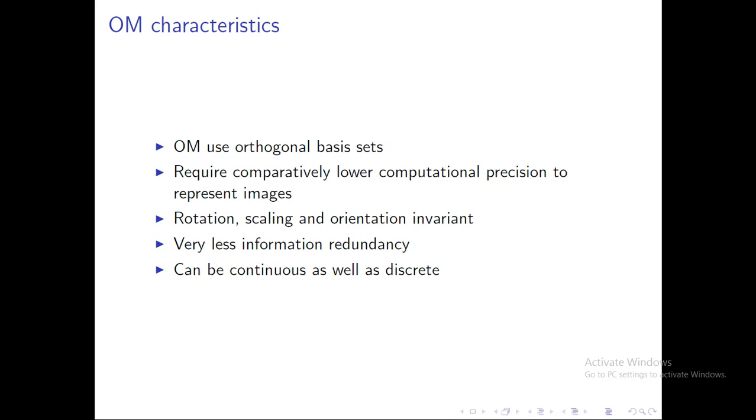Orthogonal means statistically independent or mutually perpendicular. These are the important characteristics of the orthogonal moments. The kernel function of the orthogonal moments is derived from the orthogonal basis set. They require less computational precision to represent images compared to other methods of image representation. They are rotation, scaling and orientation invariant and show very little information redundancy due to orthogonality. Orthogonal moments can be continuous as well as discrete.